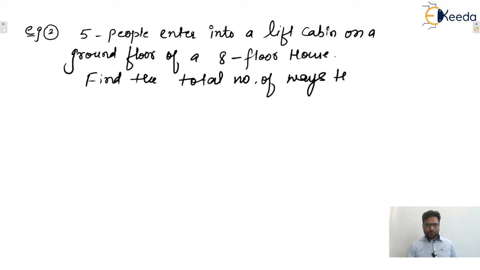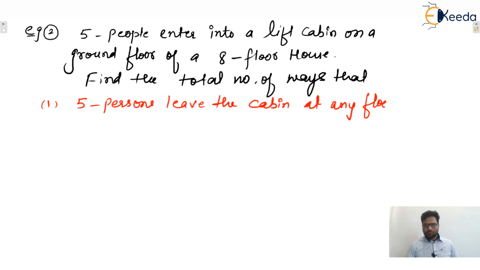First question: these five persons leave the cabin at any floor, isn't it? That is the first question. So remember guys, this is basic permutation and combination which you have studied in your 11th standard also. But remember guys, these are very important for further topics. If you are not concentrating here, then guaranteed there will be a problem. I'm saying it correctly. Okay.